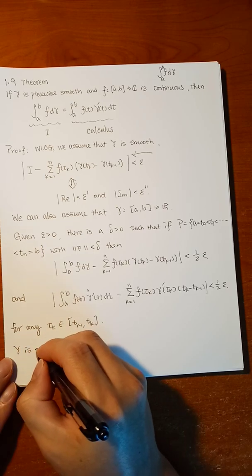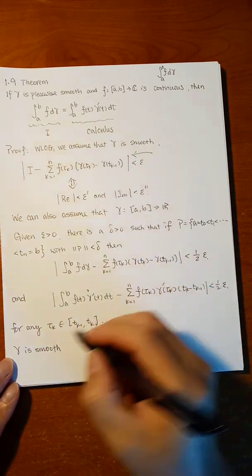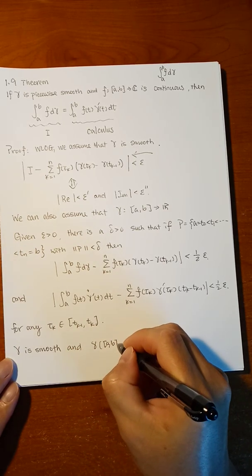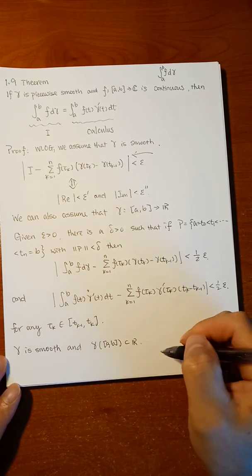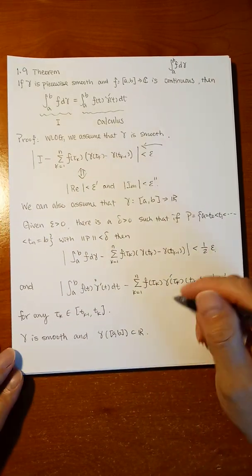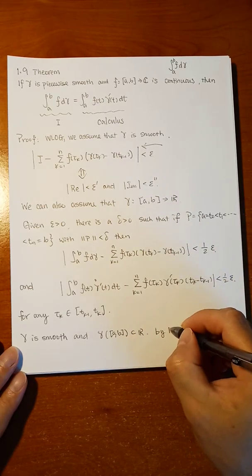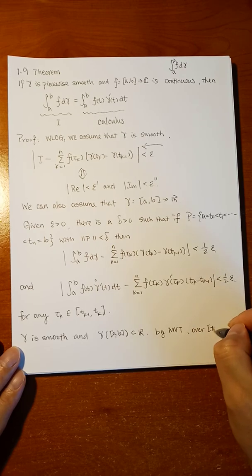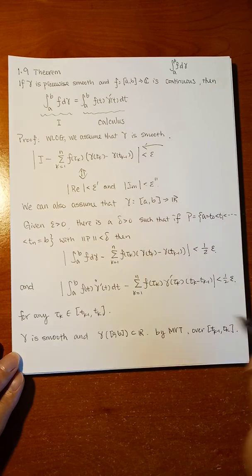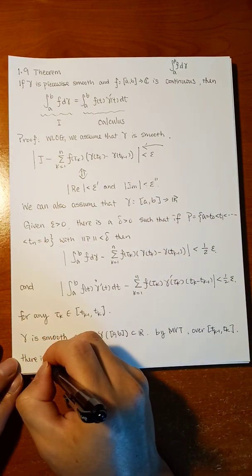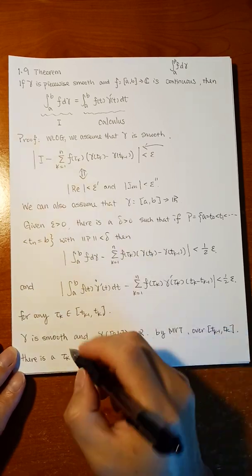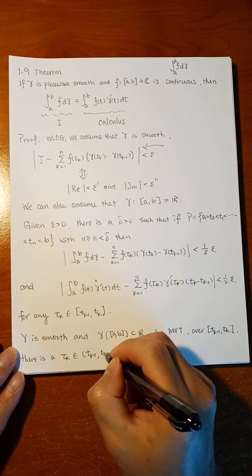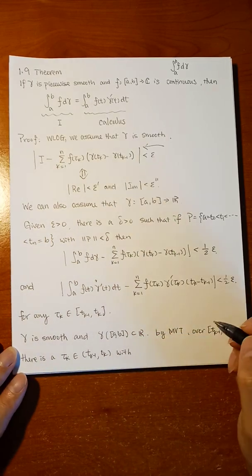Gamma is smooth, so it is differentiable and its derivative is continuous. And gamma maps [a,b] to R. It's real valued, and a real valued differentiable function has the mean value theorem. By the MVT, over each interval [t_{k-1}, t_k], there is a tau_k inside the interval with, what is the mean value theorem?